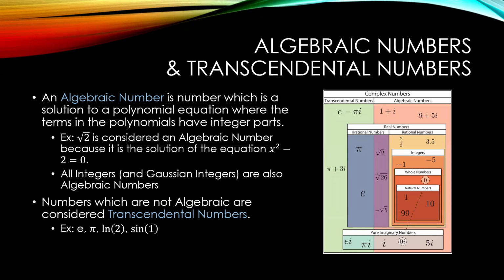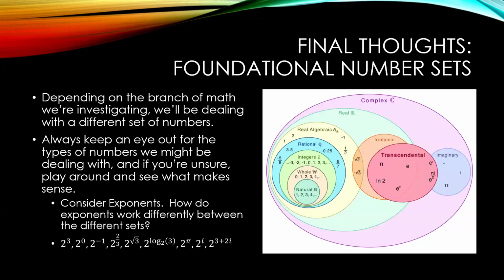Numbers which are not algebraic are considered transcendental numbers. And so examples are e, pi, natural log of 2, or sine of 1. It can be very difficult to determine whether a number is transcendental or not. And there are many open questions where there are numbers where we ask, is it transcendental or not? And we may have a suspicion, but we do not have a proof for it yet. And so one of the challenges is trying to prove those things.